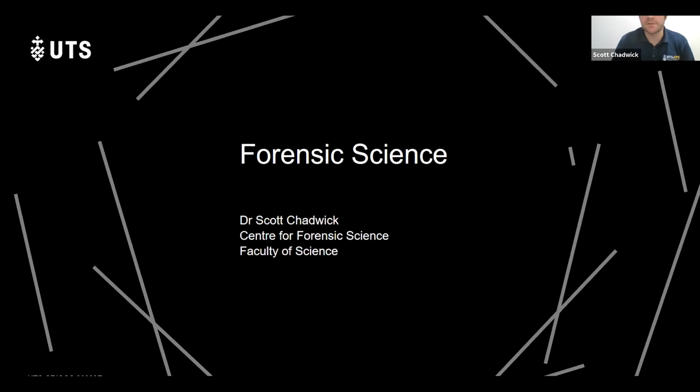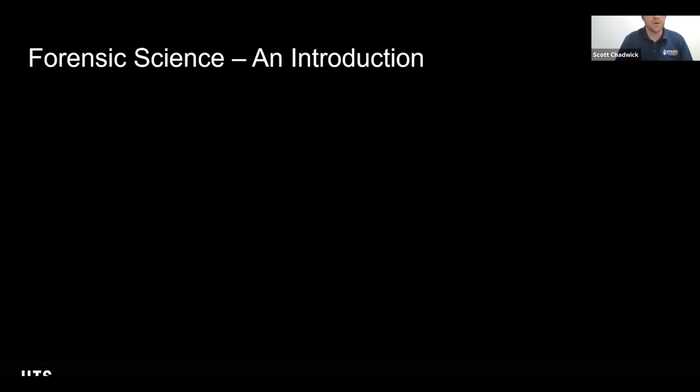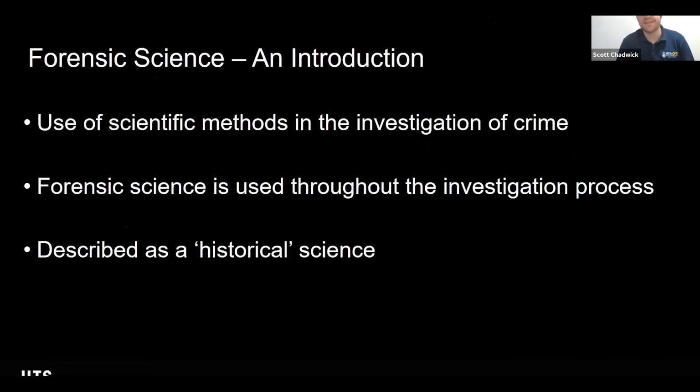Hi everyone, my name is Dr. Scott Chadwick and I will be talking to you about forensic science. So first of all, what is forensic science? Well, forensic science is the use of science and the scientific method to investigate crime. So our goal is to help investigators using our scientific methods and techniques to get a better understanding of what happened during the events of a crime.